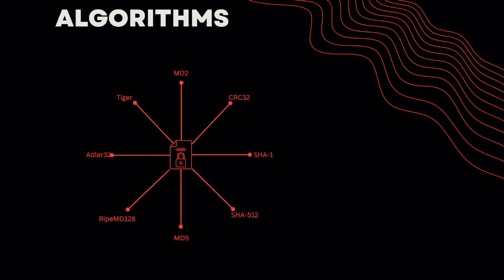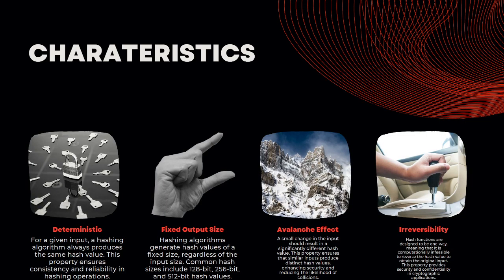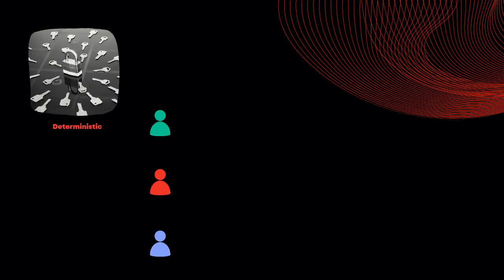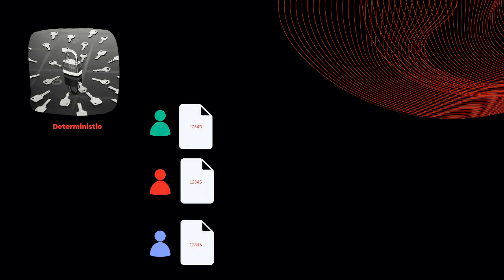There are many formulas to hash a message, but a cryptographic hash function needs to have some qualities to be considered useful. Each hash value or output needs to be deterministic. For a given input, a hashing algorithm always provides the same hash value. This property ensures consistency and reliability in hashing operations.